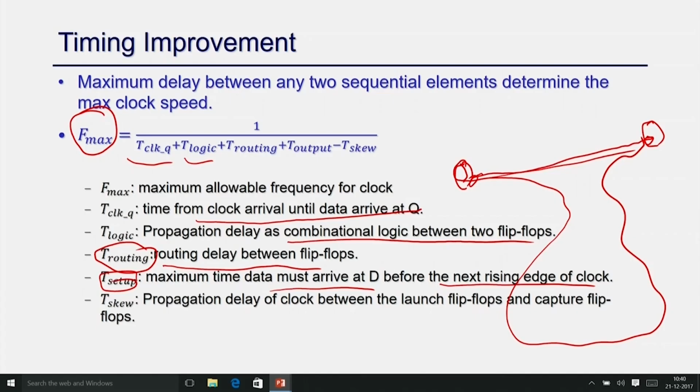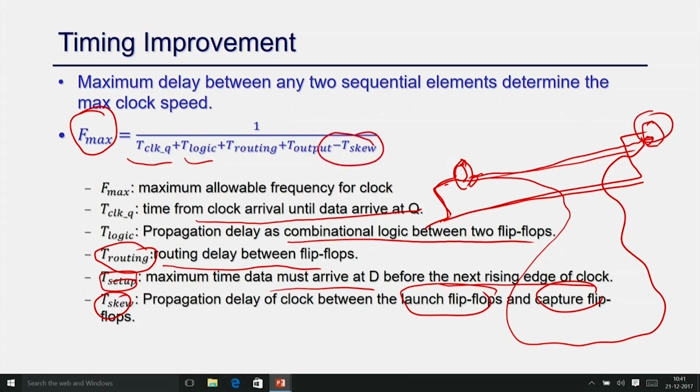And then the skew. Suppose the same clock is coming to this register as well as to these registers, but there might be some delay, right. They may not come at the same time. The skew is the propagation delay difference between the launch flip flop and the capture flip flop, the time difference between the clock coming here versus coming here. That is the extra time you actually get in your circuit, which is why this is minus, right. So, these are the actual factors that determine the maximum frequency you are going to achieve in your design.